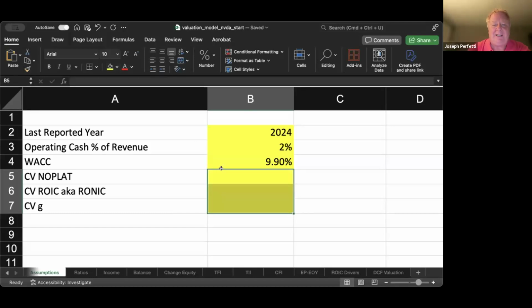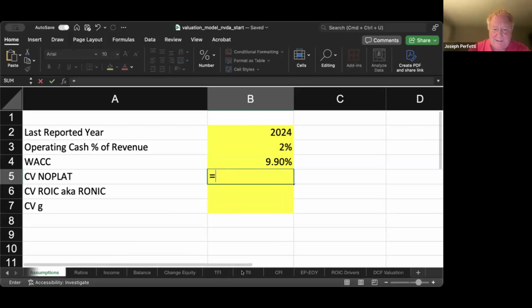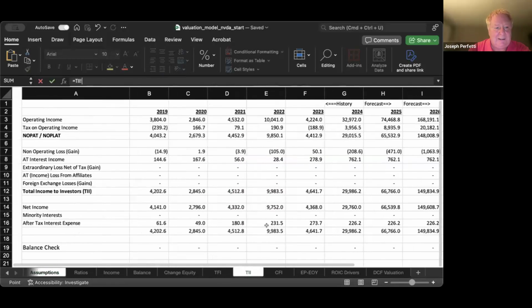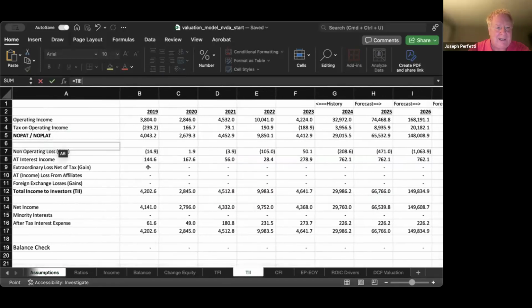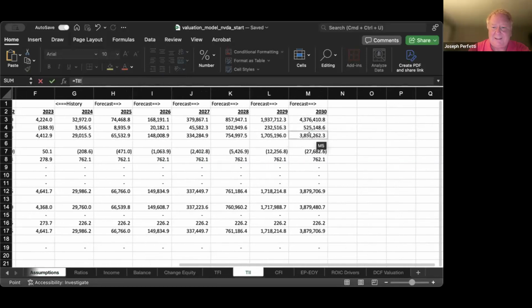Where do I get my continuing value NOPLAT from? Off the assumptions tab. It's going to be in the continuing value formula. So for B5 equals TII, NOPLAT is row 5. The final year is M. So M5 off of TII.